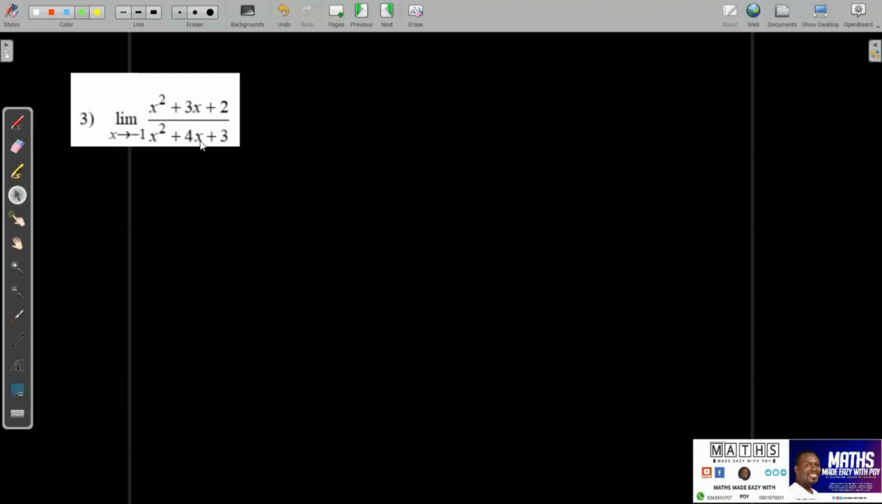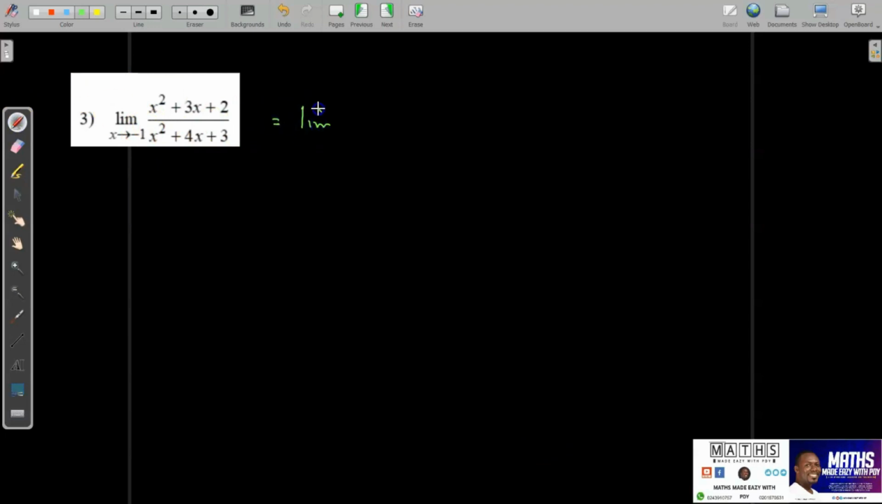Undefined. It becomes undefined because you end up getting 0 over 0. So what clue does it give you? It means that there's a removable discontinuity factor. Good. So you need to get rid of that, and hence you just have to change this into the factor form.